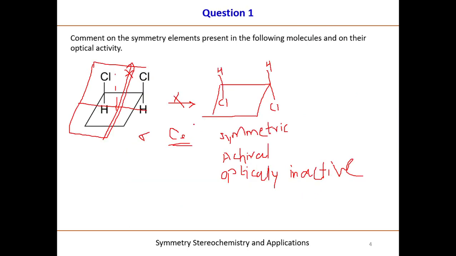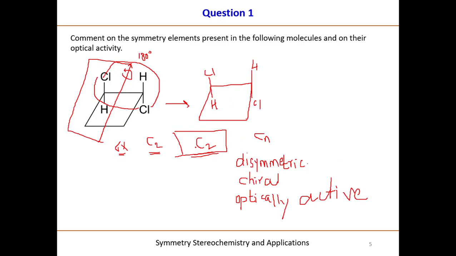Now this is the first example we have done. Here all the symmetry elements were absent, only the sigma plane was present. So because of the sigma plane, the symmetry was present in the molecule, and the molecule became symmetric and achiral, because a symmetric molecule is achiral and it is optically inactive, correct?